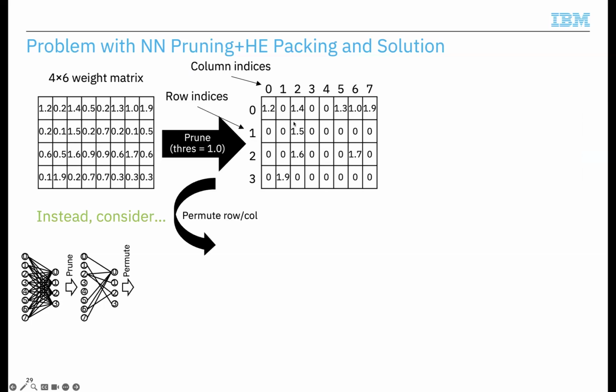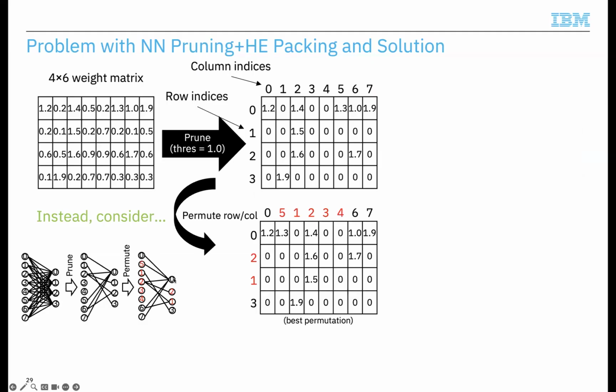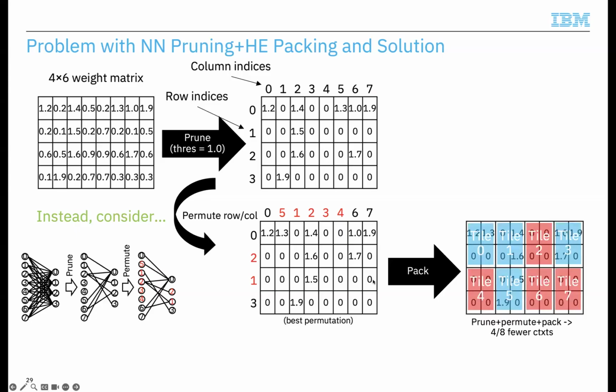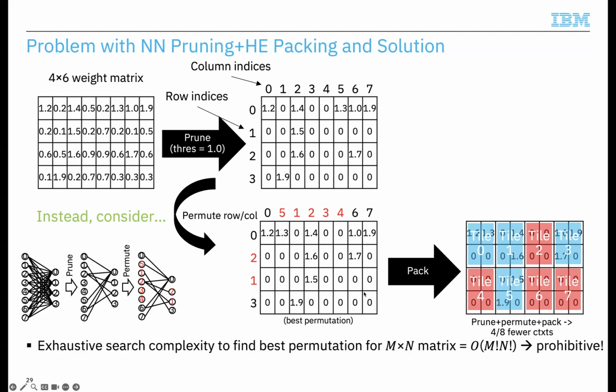Instead, consider that we permute the rows and permute the columns. What that means is, visually speaking, you have just reordered the neurons. That doesn't affect the functionality of the network. And once you do that, you have this permuted weight matrix. And if you pack that, it turns out for this example matrix, the best you can do is remove 4 2x2 tiles of entire zeros. So you can kind of get an idea of the method.